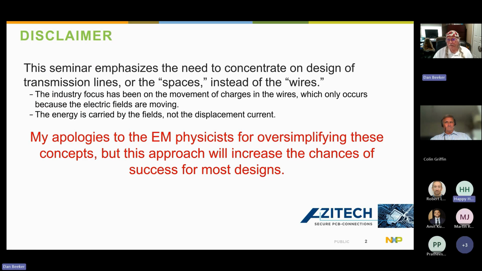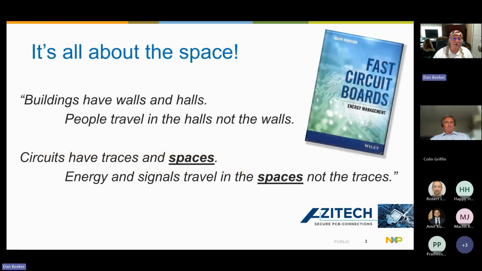I want to apologize to anybody who's really an electromagnetic field physicist, because I'm going to simplify things down to the level that I can understand them, because most of my efforts when I was studying with Ralph Morrison was to convert his high-level physics and math into words that normal people could understand and apply to their day-to-day life.